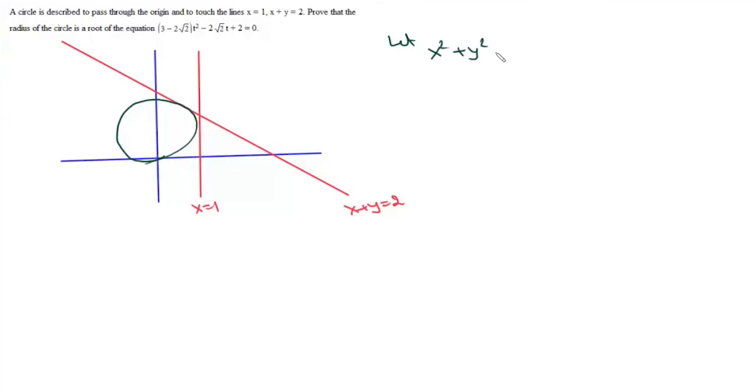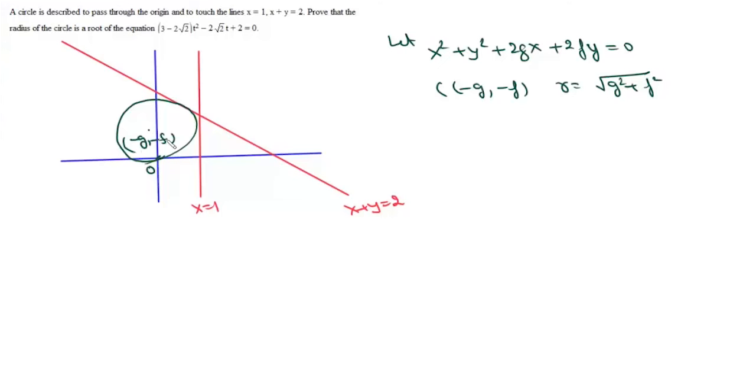Let the equation be x square plus y square plus 2gx plus 2fy equals 0, since it passes through the origin. So the value of c must be 0. And the center will be at minus g, minus f, and its radius will be under root of g square plus f square. So this point is minus g, minus f.